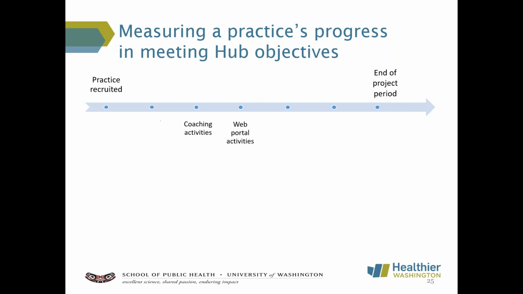To answer the evaluation questions on which activities advance practices development and hub goals, we need to be able to measure 2 groups of data. One group is activities, and the other group is development. To measure activities, let's look at this arrow, which represents the time a practice engages the hub for practice transformation. From the time it is recruited to the end of the project period, the practice might receive coaching activities or use the web portal.